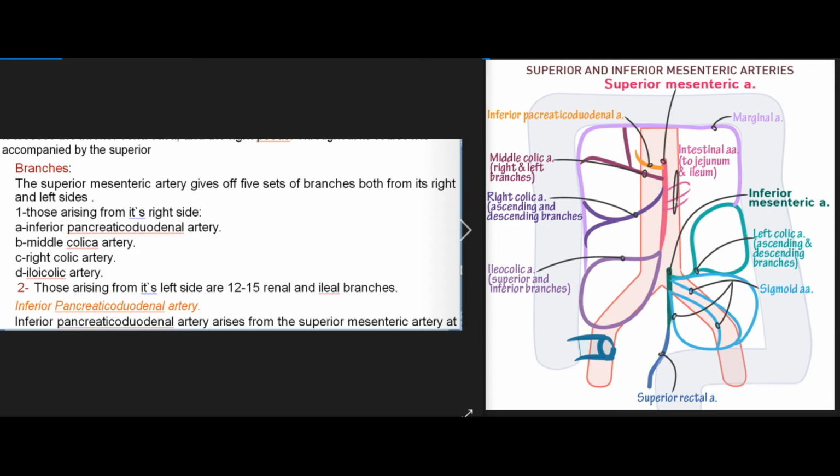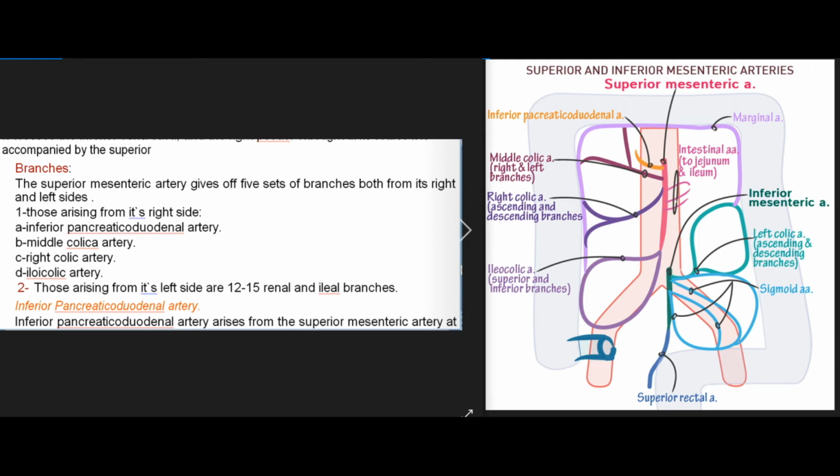The superior mesenteric artery gives off 5 sets of branches from its right and left sides. 1. Those arising from its right side: A. Inferior pancreaticoduodenal artery. B. Middle colic artery. C. Right colic artery. D. Ileocolic artery. 2. Those arising from its left side are 12 to 15 jejunal and ileal branches.